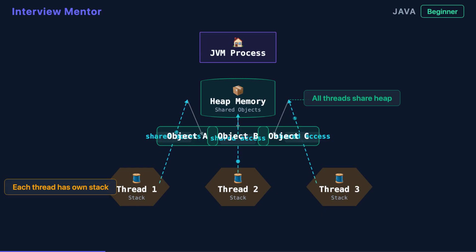Here's the key difference. Threads within the same process share the heap memory where objects live, but each thread has its own stack for local variables and method calls. Think of a process as a house, and threads as rooms inside that house sharing the kitchen and living room, but each having their own bedroom.